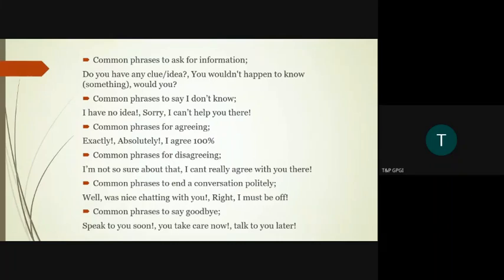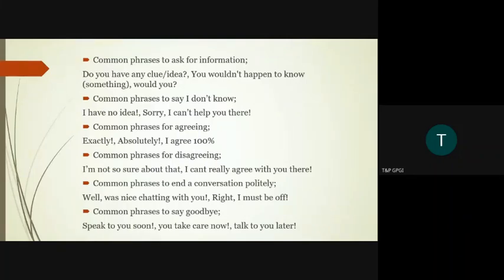Okay, now moving on, this one's lovely. You wouldn't happen to know Mr. X, would you? You wouldn't happen to know something. It can be anything, Mr. X, Miss X, anything. So you wouldn't happen to know about geometry, would you? You wouldn't happen to know about maths, would you? It goes like that. Asking for information by using a phrase.